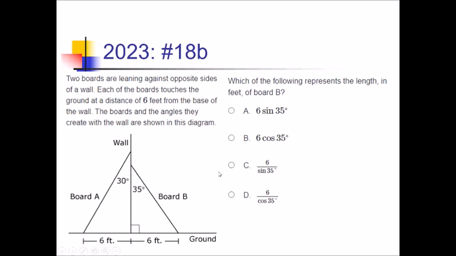For part B of this problem, predictably, they want us to find the length of board B. I guess that makes sense. This one's a little bit trickier because this is not a 30, 60, 90 triangle. It is a right triangle, though, so you can still use some formulas. The one that's going to help us here is our SOHCAHTOA formulas, sine, cosine, and tangent, those ratios.